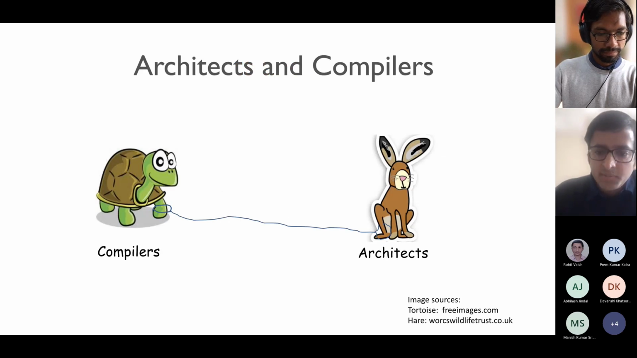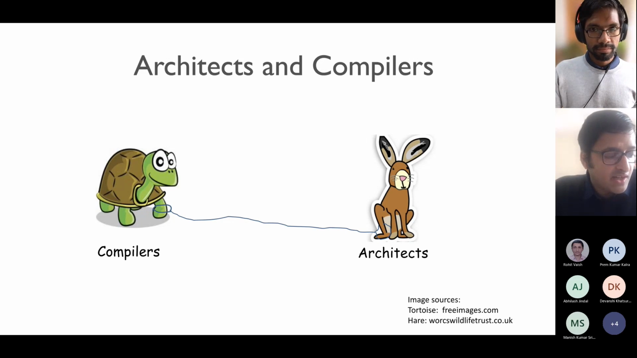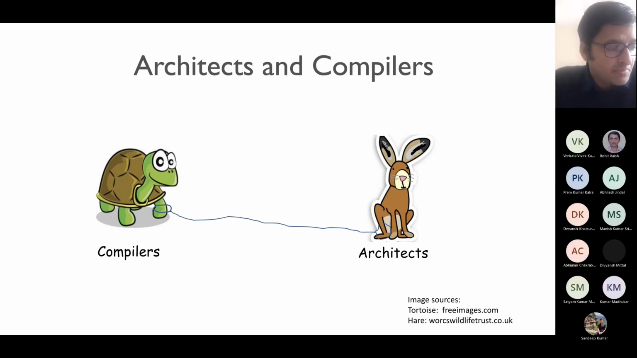So let's start with the problem. Hardware architectures are innovating at a much faster pace, for example, many core, SIMD, memory hierarchies, complex ISAs, on-chip accelerators, etc. But it is much harder for compilers to keep pace. And because compilers are slow to catch up, architects are forced to reconsider their ideas.